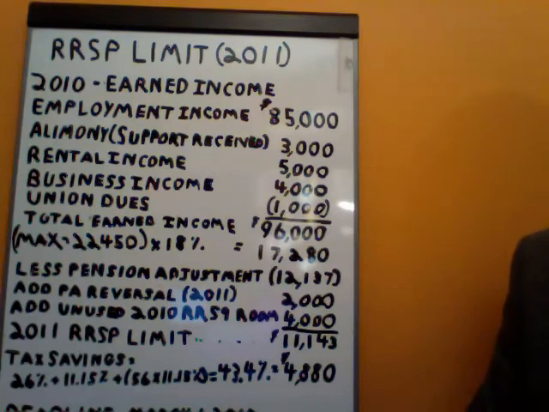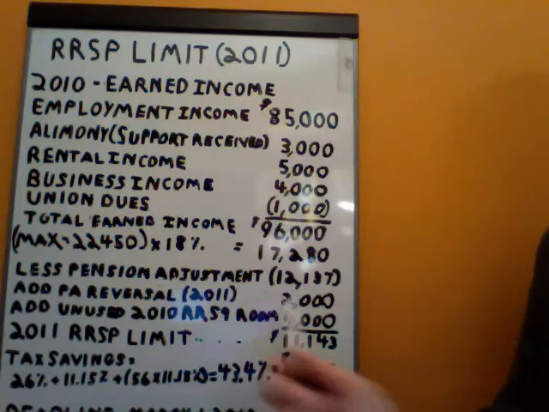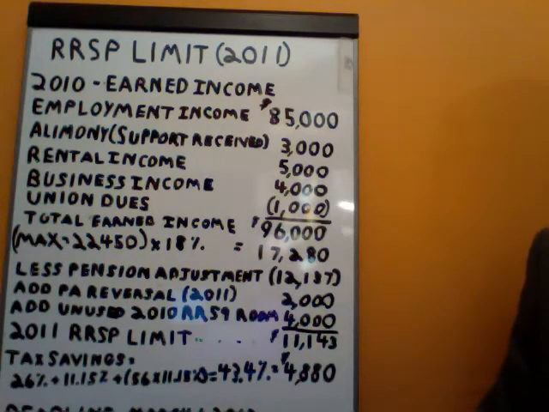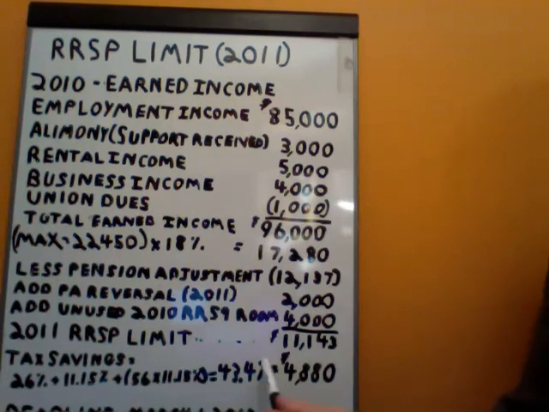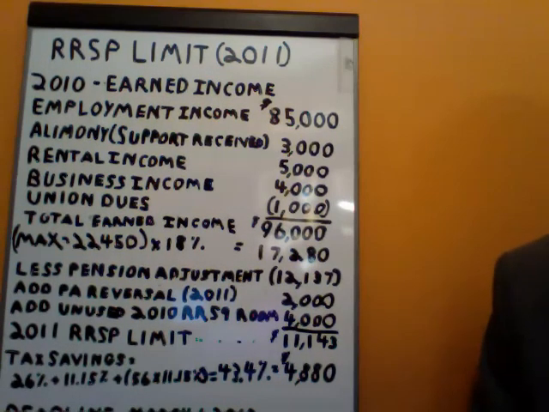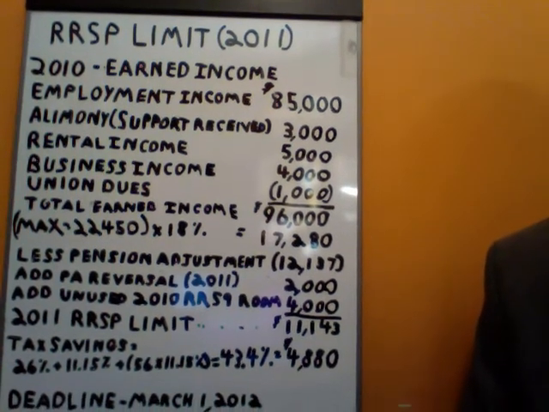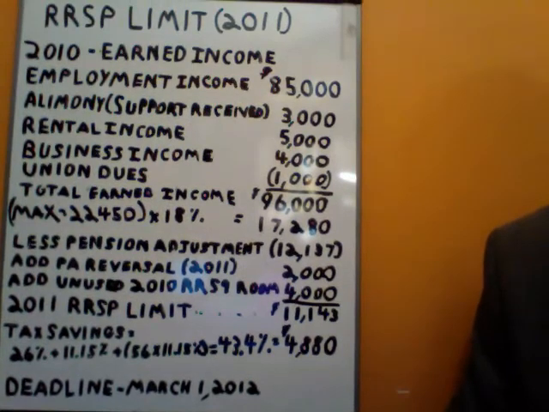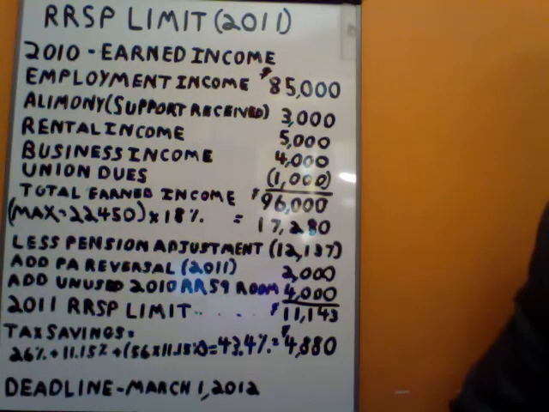Now let's also say that he had unused 2010 RSP room of $4,000. So we've got to add that into this calculation. That's going to give us a total RSP limit of $11,143 for 2011. So this individual has until March 1st, 2012 to make that contribution for it to be recorded on his 2011 tax return.